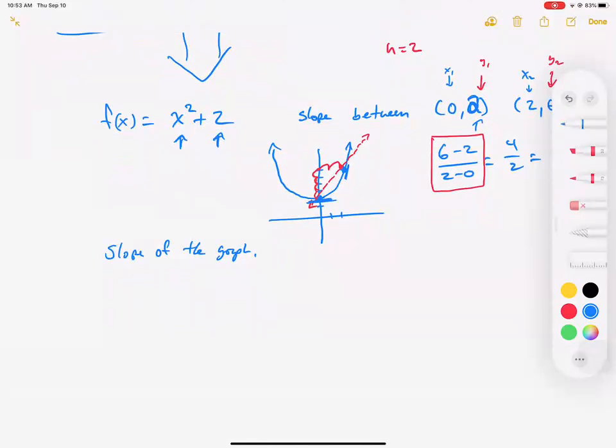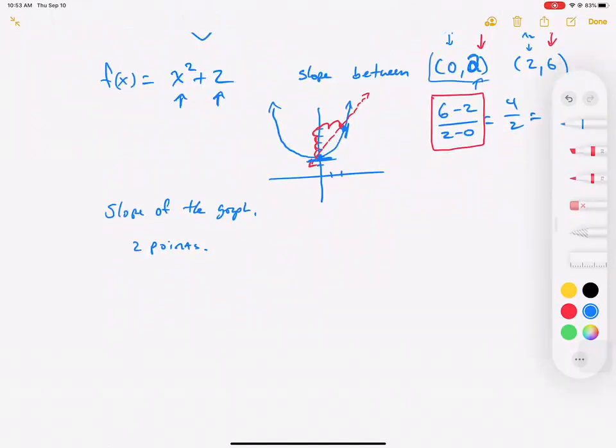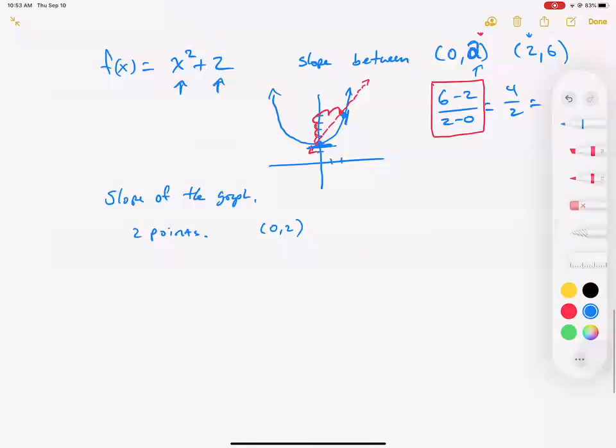First, let's set it up as our limit equation. We're going to subtract 2 points. But these 2 points aren't going to be 0, 2, and 2, 6. We're not going to use those. Let's use 0, comma 2. That's our starting value. We'll worry about that in a little bit. And we're going to bump it a little bit, an h. My first equation is f of x equals x squared plus 2. To write this as a point, it's x and x squared plus 2.